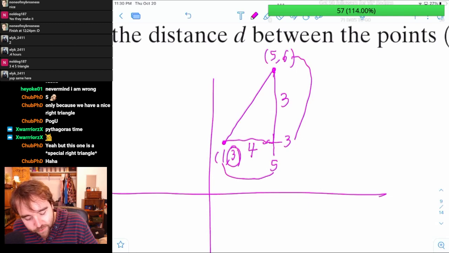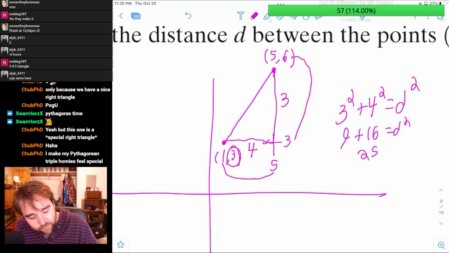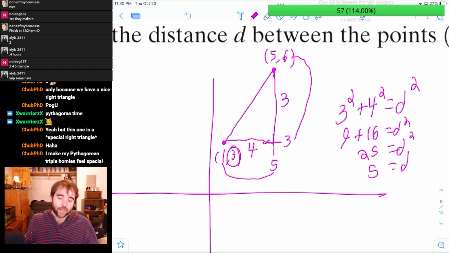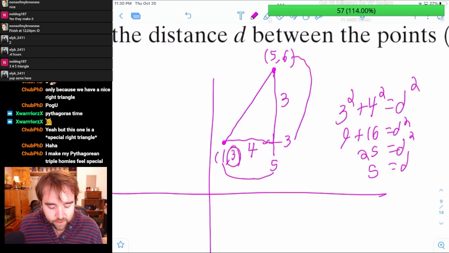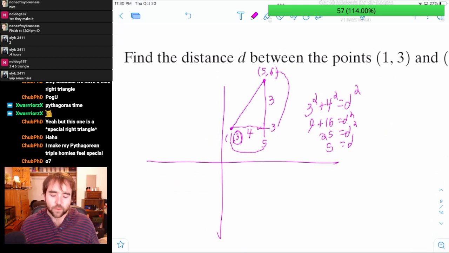But if we didn't know that, we could, of course, set up 3 squared plus 4 squared equals the distance squared. So 9 plus 16 is the distance squared. So 25 is the distance squared, and we get d equals 5. And so that's the distance formula. That's the gist behind the distance formula. What did we really do here?